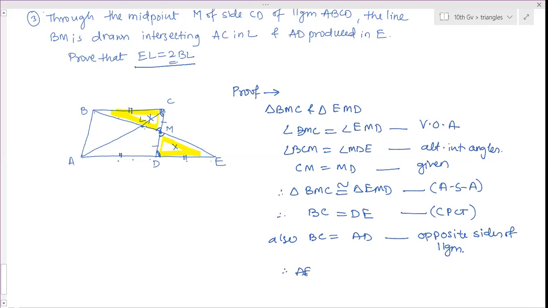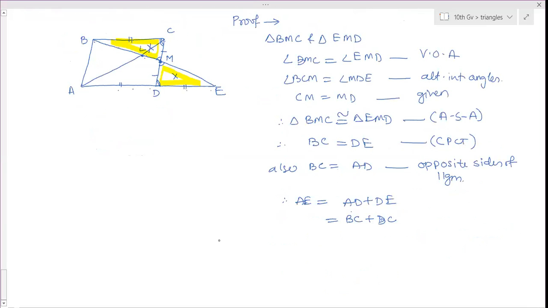Therefore, AE is equal to AD plus DE. AD is also BC, DE is also BC. Therefore, AE is equal to 2 BC. So AE by BC is equal to 2 by 1. Make this equation 1. Is it clear? AE by BC, how you got 2:1?